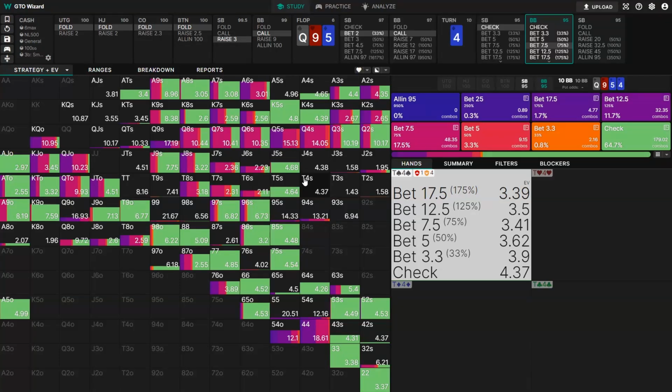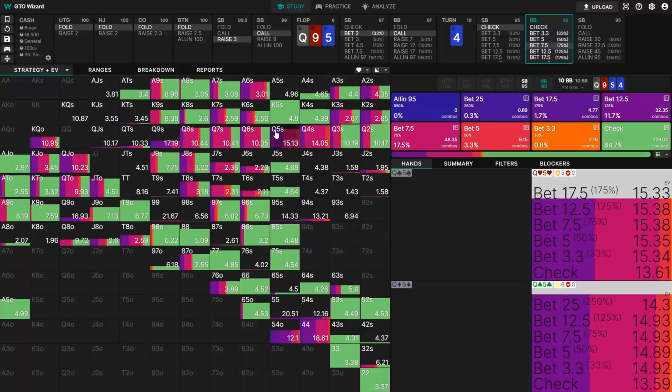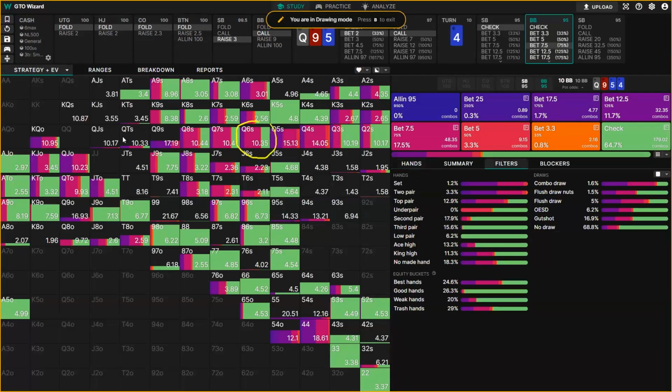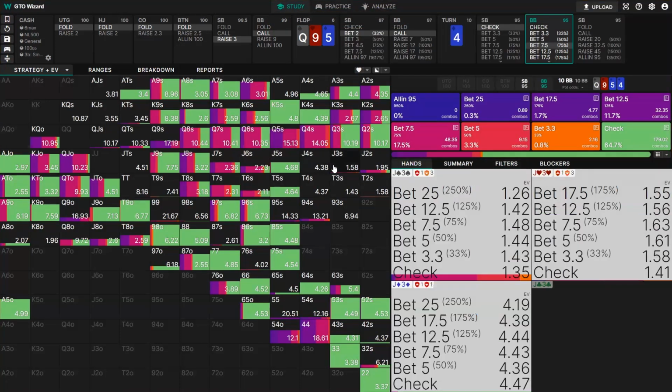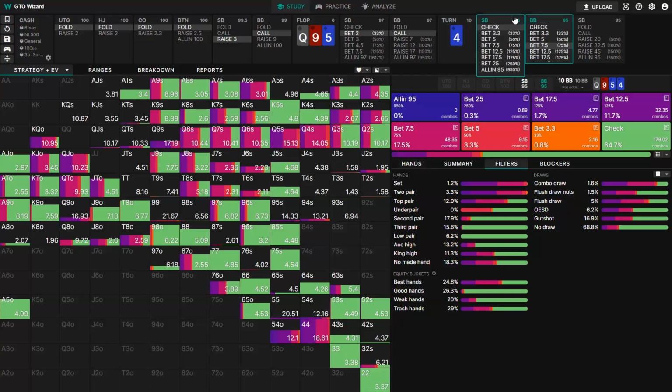Because if we don't have a set of nines in our range, what's stopping him from just overbetting with queen six on turn and river? Nothing's stopping him. He's not going to run into a better hand, right? So he is able to take extremely aggressive and thin lines with value and extremely aggressive lines with bluffs, right?